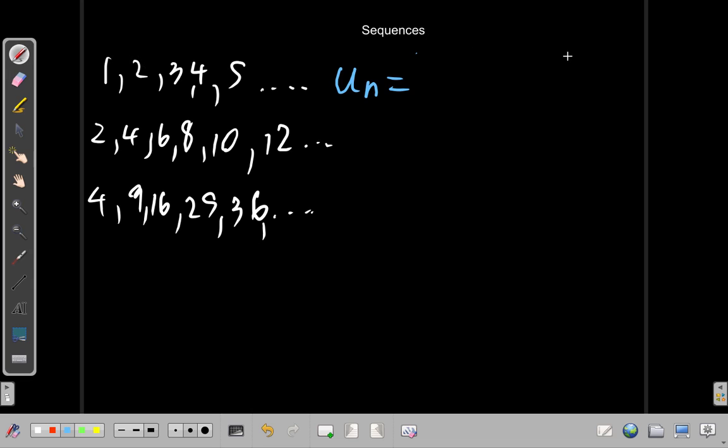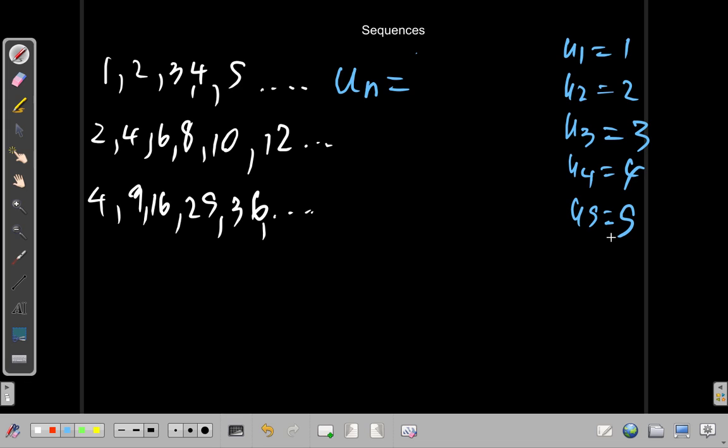Now, we see that U1 is equal to 1. U2, the second term, in position number 2, is 2. In the third term, position number 3, U3 is 3. U4 is 4. U5 is 5. I would expect that U6 would be 6, and so on. So you can see the pattern here. Basically, Un is just n. Un is n.